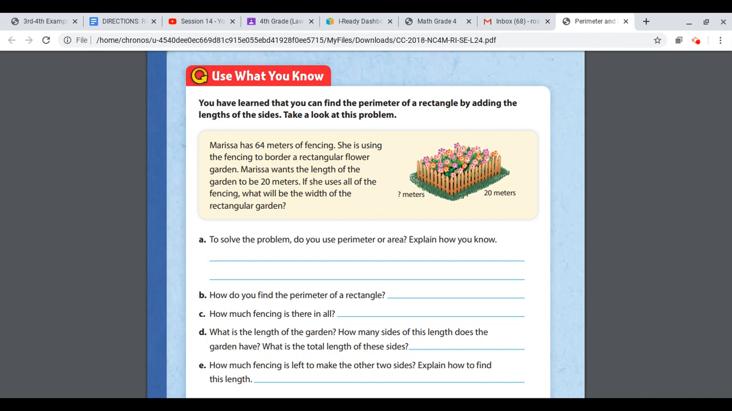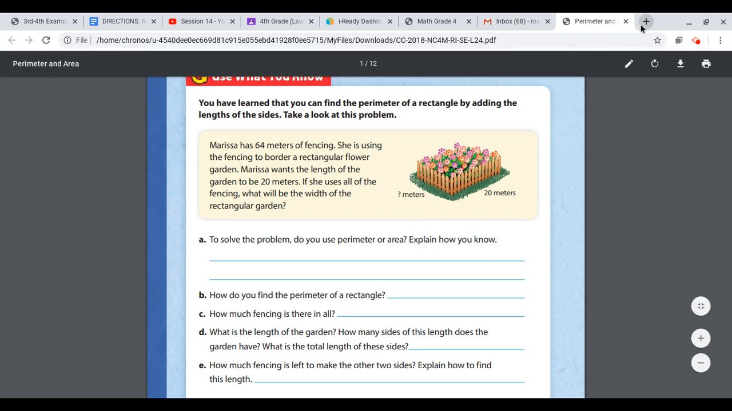Okay, so she wants the length to be 20. You can see that here. So whatever is on this side of the rectangle is the same over here. So we have a 20 and a 20. Okay, if you know 20 plus 20, that is 40. So these two right here and over here have to be the same as well, but you're adding it. All four sides have to be 64.